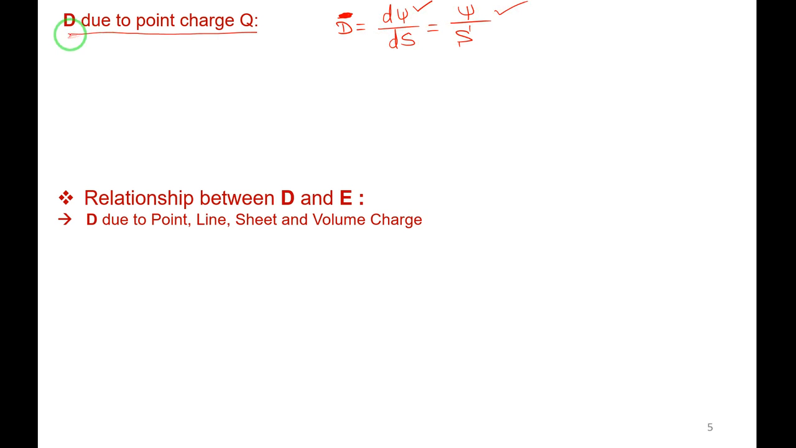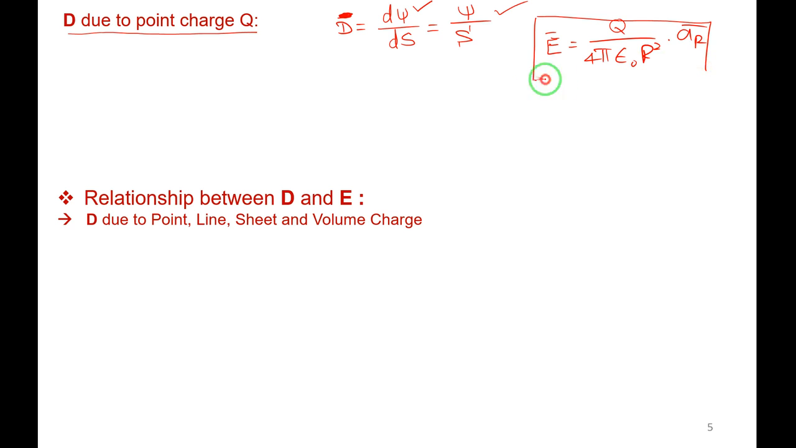So we will try to find out the electric flux density D due to a point charge Q. And we have already seen the electric field intensity E due to a point charge in the previous chapter. The formula we found is Q by 4 pi epsilon naught r square into a_r. This is the formula we got, right?